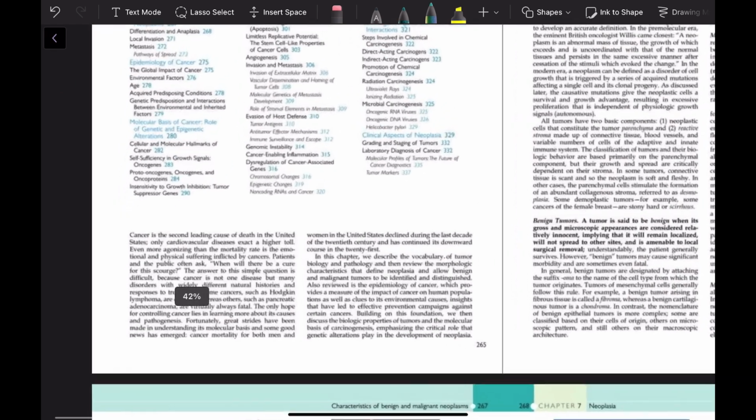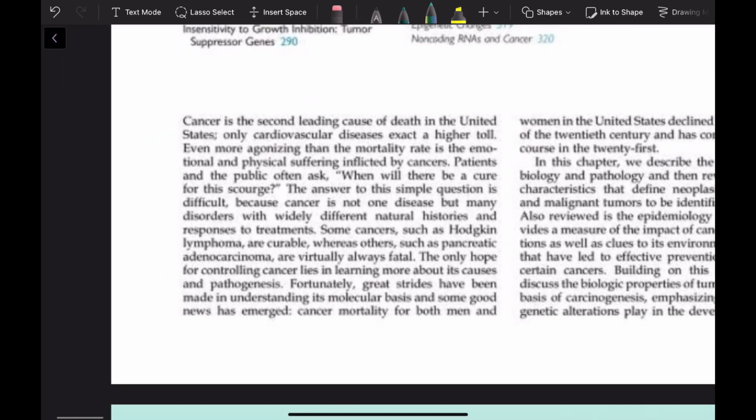Cancer is the leading cause of death in the United States. Only cardiovascular diseases exact a higher toll. Even more agonizing than the mortality rate is the emotional and physical suffering inflicted by cancers. Patients and the public often ask, when will there be a cure for the scourge? The answer to this simple question is difficult because cancer is not one disease but many disorders with widely different natural histories and responses to treatments.